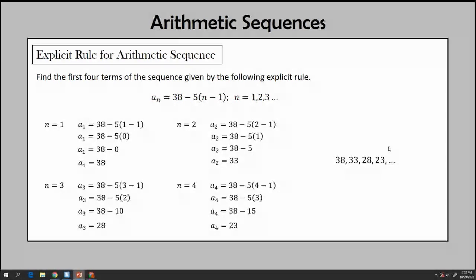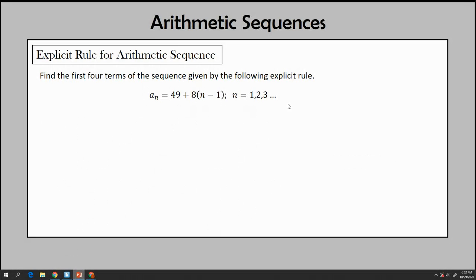Now we knew that because we knew the first term was 38, and we knew the common difference was minus 5. It's all right here that we can see. But the explicit formula, which is a formula that will generate the answers for us, we use it for a lot more than finding the first four terms. So we're just showing you how it works right now. You want to learn how to use it, so don't try to shortcut this. Let's do another one.